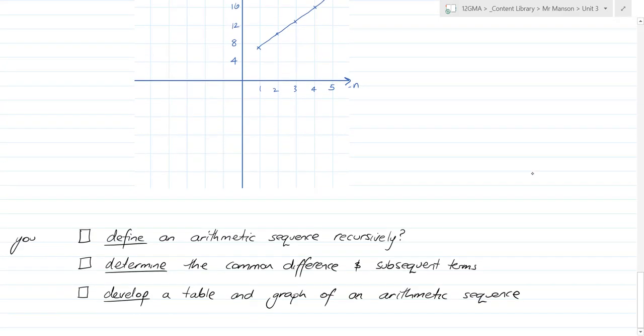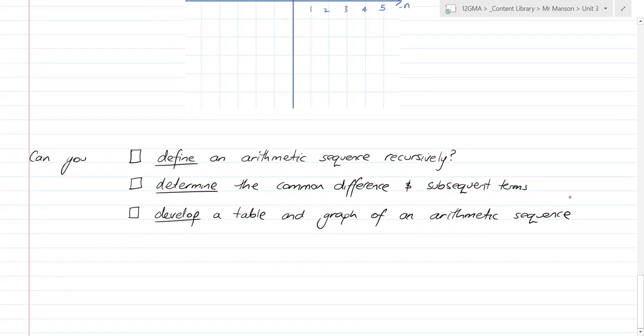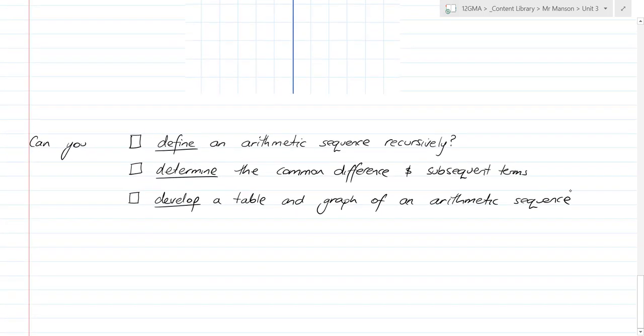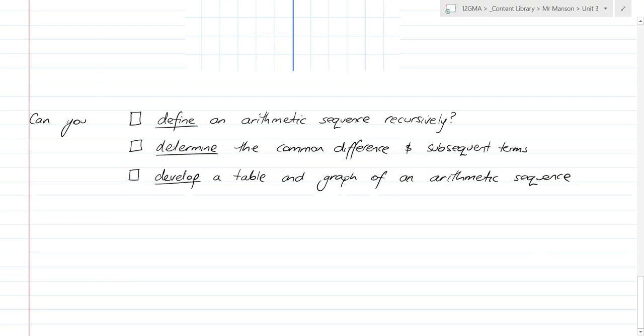So this is my little success criteria at the end of each lesson, which I'll leave up. And you're now working on and can do all of exercise 4B. Can you define an arithmetic sequence recursively? If we give you the key features, can you then make the recursive function? Can you determine the common difference and subsequent terms? And can you develop a table and graph of an arithmetic sequence?